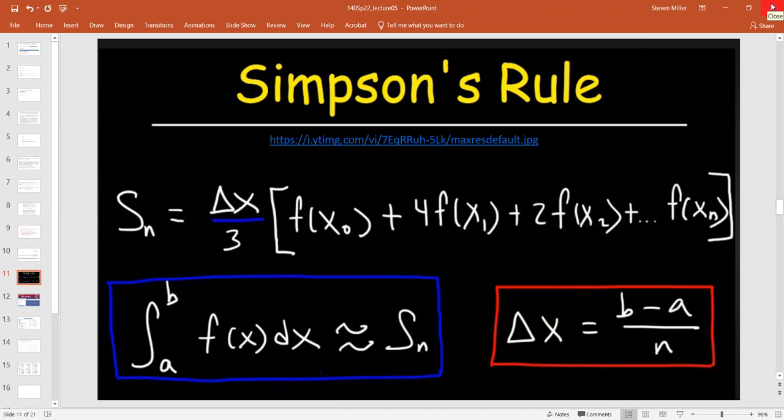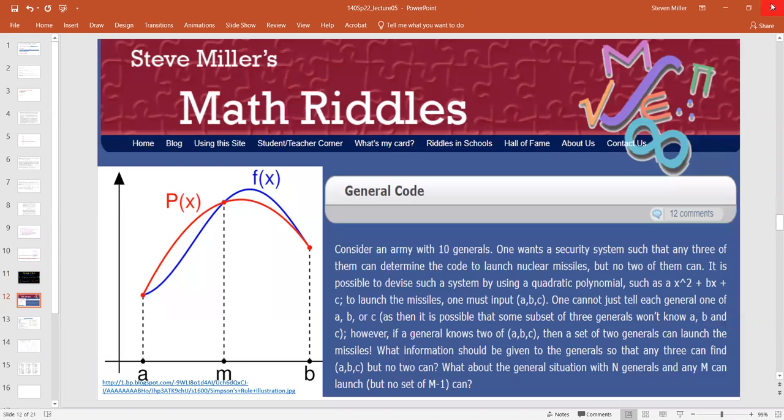So just drawing a quick picture, if I give you my function f of x, then I find the parabola that goes through the two endpoints. And then I find the area under the parabola. And as a rule of thumb, that typically does a better job than just trying to approximate this with rectangles or trapezoids. It turns out that you can do a lot with stuff like this.